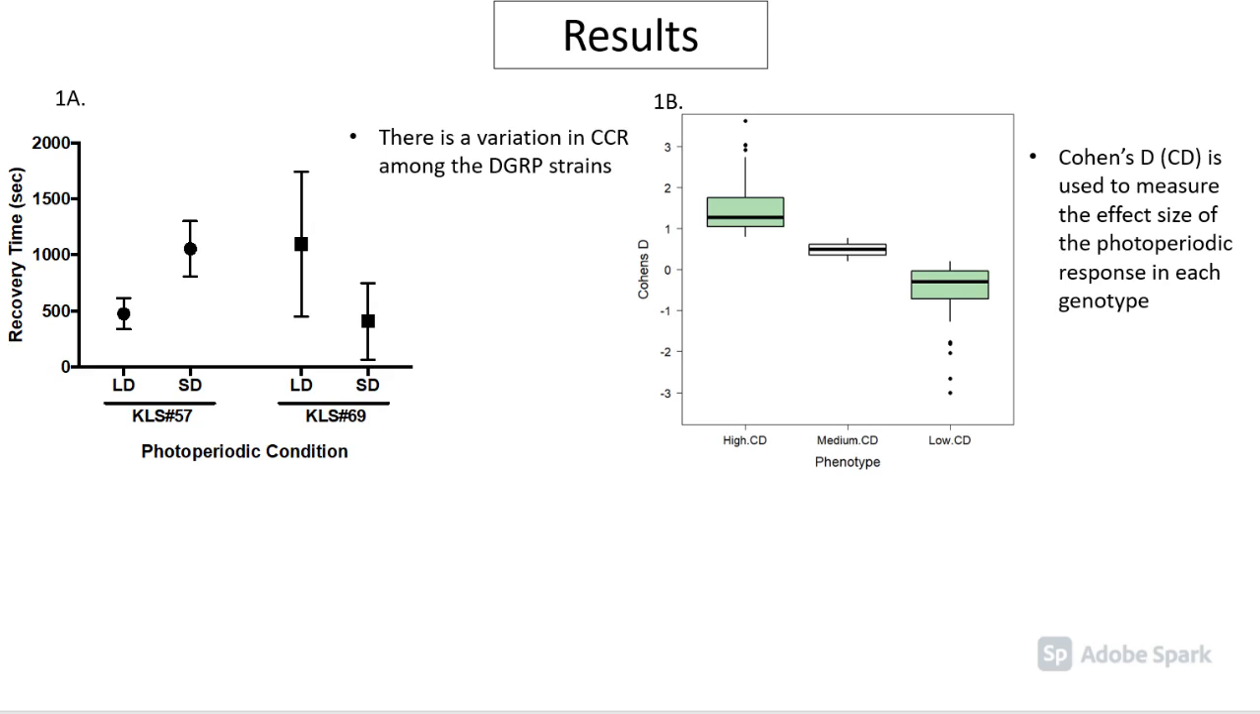In Figure 1a, two representative DGRP genotypes are shown, line 57 and line 69, under different photoperiodic conditions, which have different recovery times from each other. In Figure 1b, we calculated Cohen's d because our primary interest is to measure the differential response of each genotype to two different photoperiodic conditions. Cohen's d can be divided into different effect sizes: large, medium, and small.